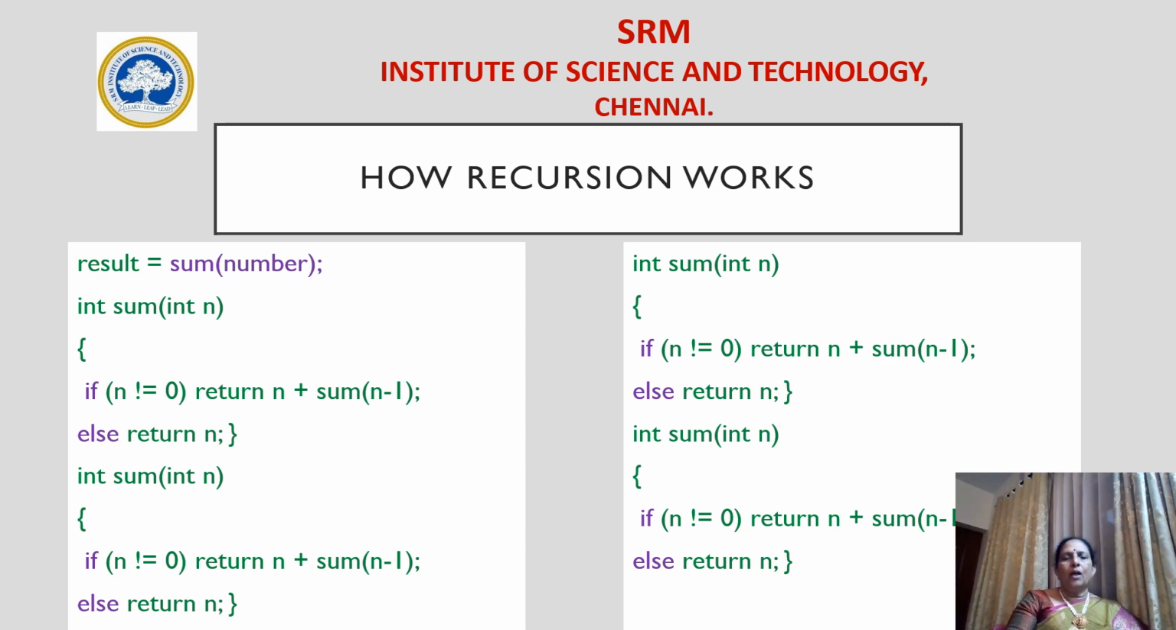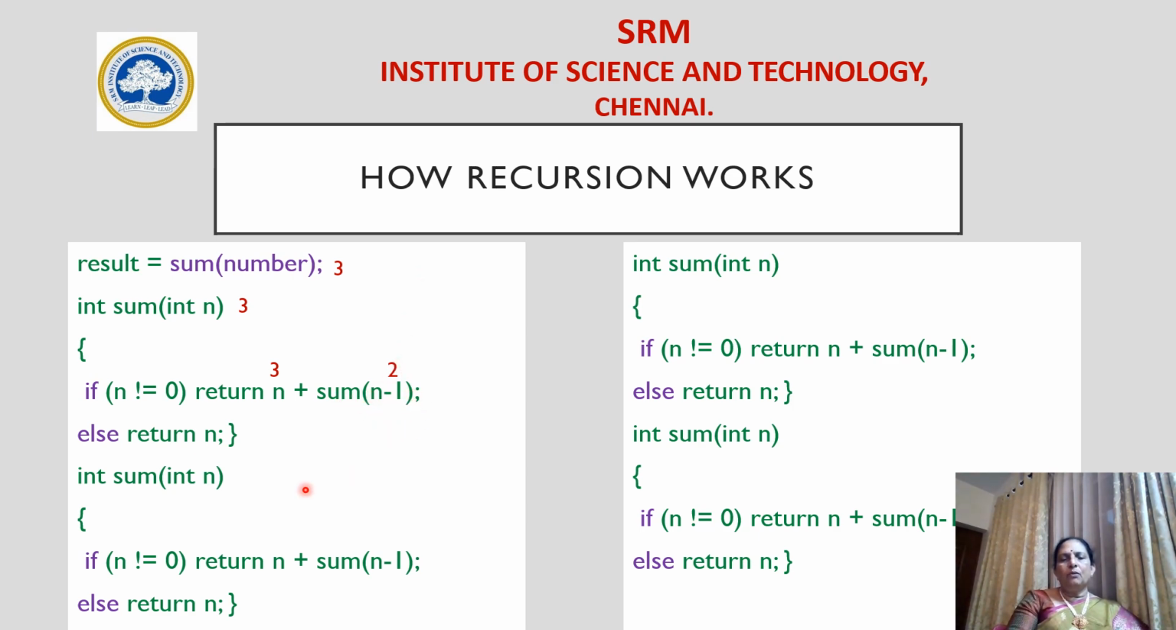So now what happens? We are going to give a value of 3, say for example, and say result is equal to sum of 3. Now the function will get invoked with n value as 3. With that as 3, it would have to return 3 plus sum of 2, because n minus 1 is 2. It has to invoke sum of 2.